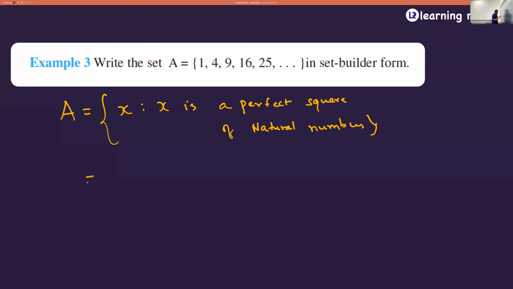So this is one way, or you write it like this: x such that x is equal to n square, where n belongs to the natural number set. This is another way. You can either write it in the statement format or in the mathematical representation. Both mean the same. Okay. Shall I proceed? Yeah.